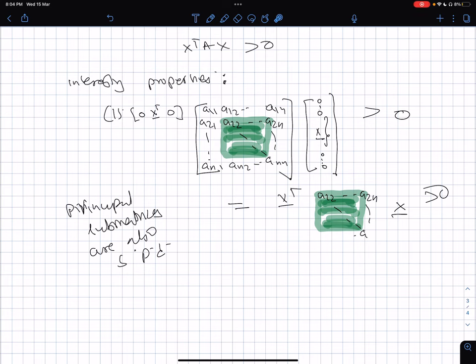With this, I think I'm going to stop this lecture here, and computation of Cholesky decomposition and subsequently LU decomposition will be a topic for the next lecture. Thank you.